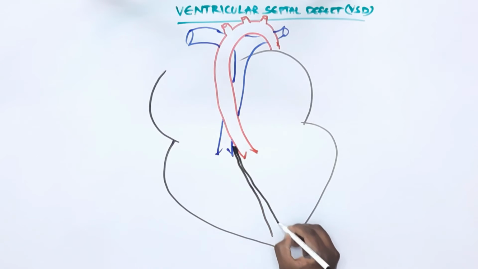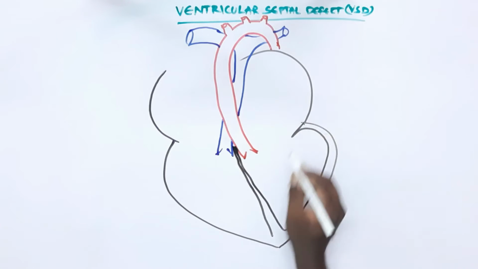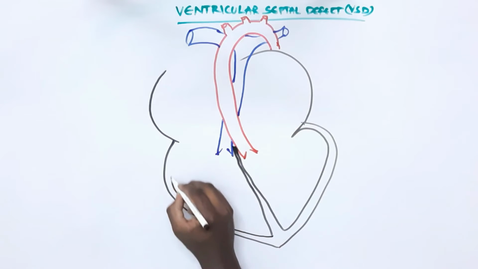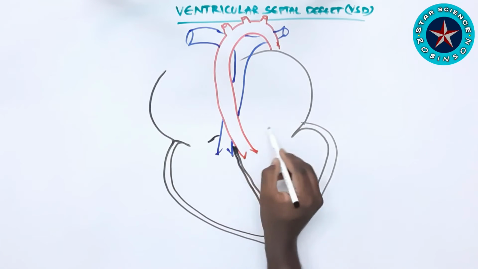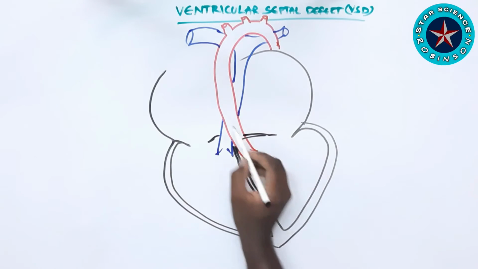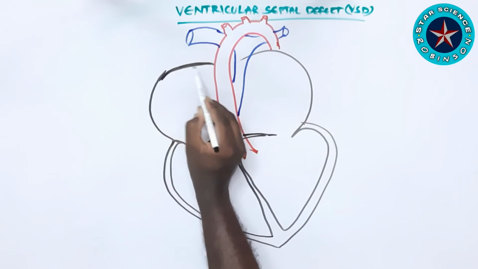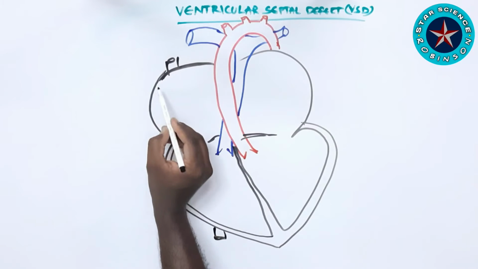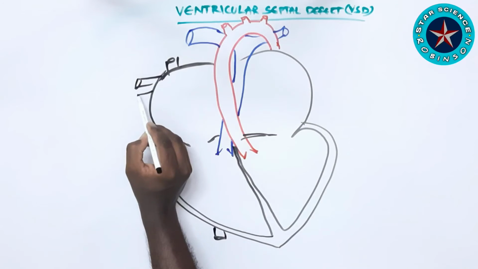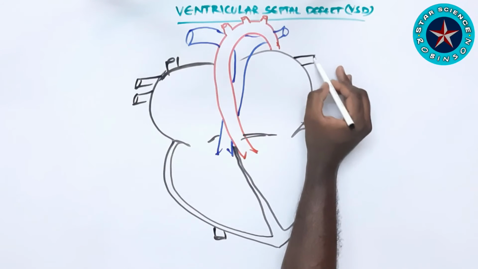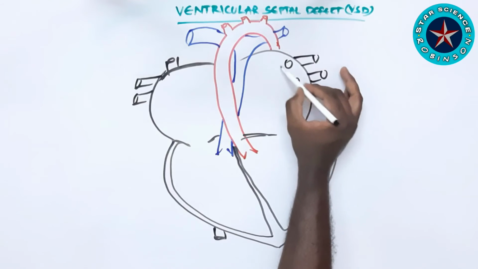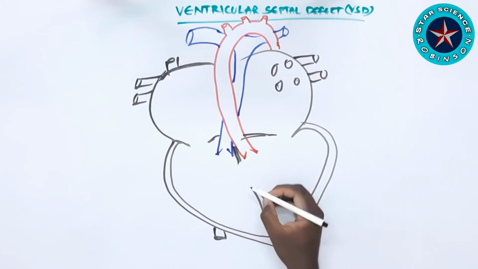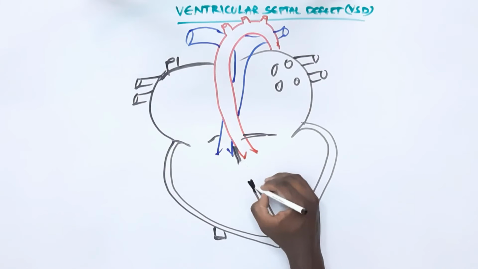But in ventricular septal defect, this is not happening in a proper way, because there is an opening in the ventricular septum. The left ventricle has a higher pressure, so from the left ventricle the blood will shunt into the right ventricle. So the blood volume in the right ventricle will be higher. The blood will flow into the pulmonary artery, and pressure will build up in the pulmonary artery. Then it will reach the lungs.